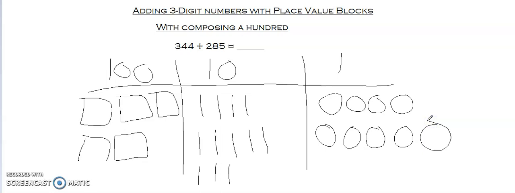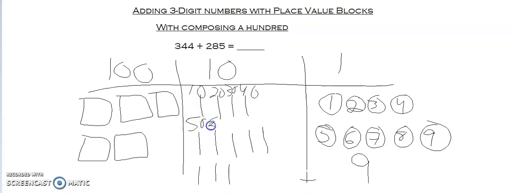So I'm going to start counting my ones first. 1, 2, 3, 4, 5, 6, 7, 8, 9. There are 9 ones. Now I'm going to count my tens. 10, 20, 30, 40, 50, 60, 70, 80, 90, 100. There are more tens, but I'm going to hold off on counting those because I've got to 100, which means I can compose a 100.